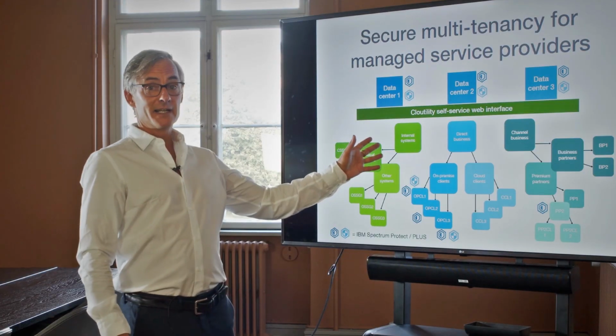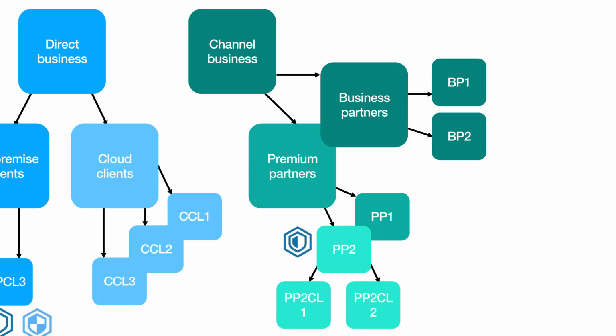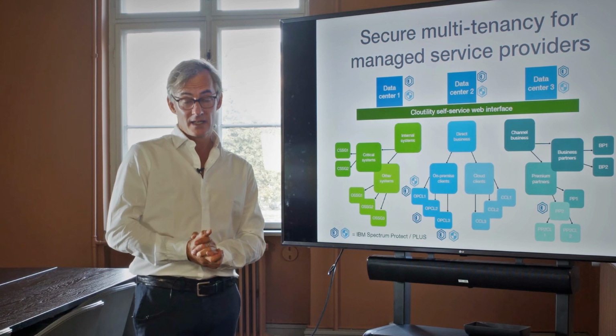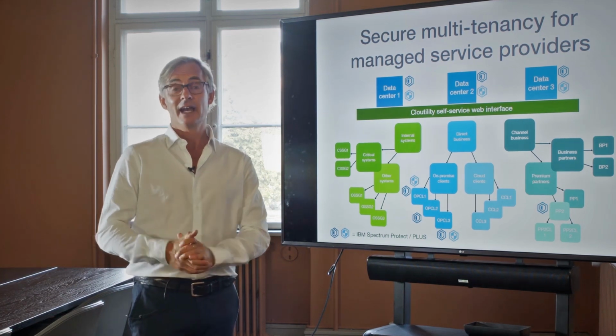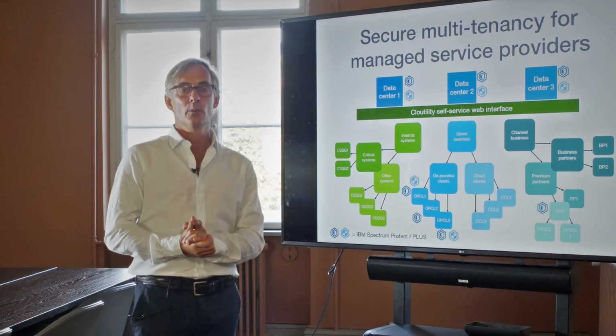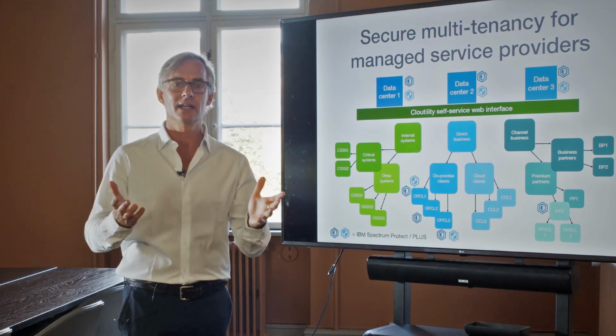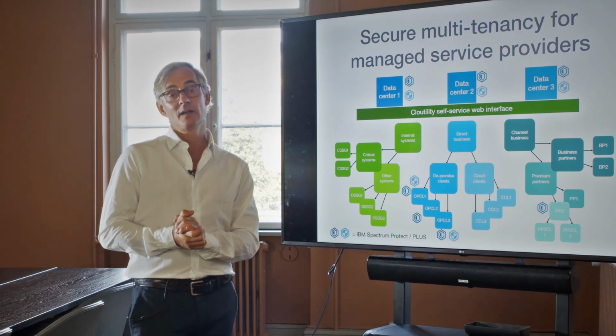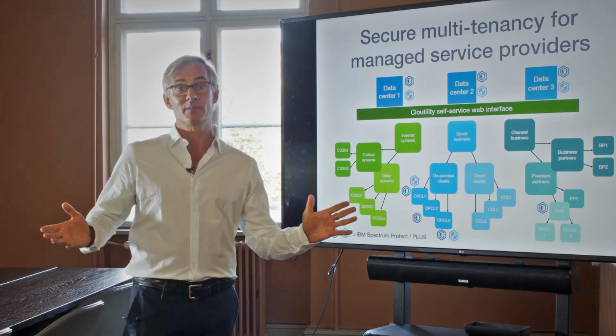On the right-hand side, we have a channel business setup. So Cloutility really makes it possible to manage a channel business setup. In this case, we have 2 groups of business partners. One is business partners, the other one is premium partners. For each of these groups, the MSP has created his partners. And now the MSP would provide each of his partners with user logins where the partners can actually log in and manage their clients themselves.